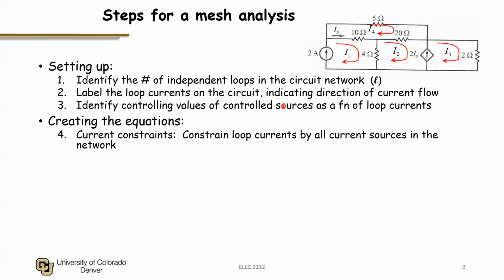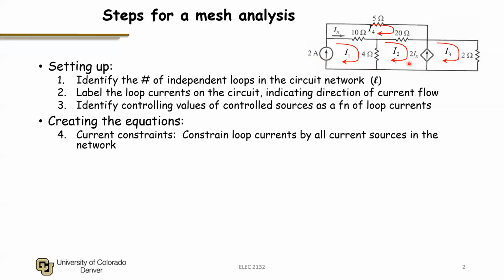And the way we do that is first we apply our current constraints. That is, we constrain the loop currents by any current source. That is, a current source constrains the current on that branch to be that current value. So for example, I have this 2 amp current source on this branch to the lower left of the circuit, which constrains the current on that branch to be 2 amps flowing up. Now it constrains the loop current I1 flowing through that branch.